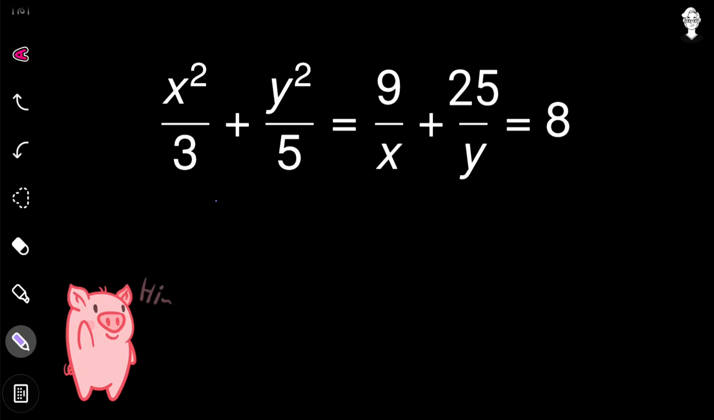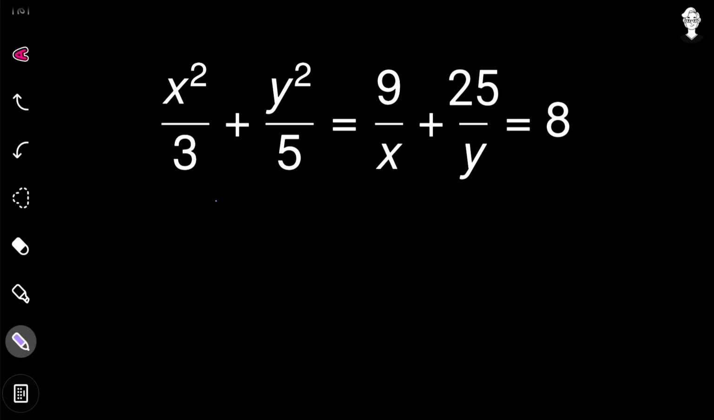So today we have a nice algebraic question. It has been given that if x²/3 + y²/5 = 9/x + 25/y = 8, then find the value of x and y in the real plane. So let us see the solution. How can we solve for this?